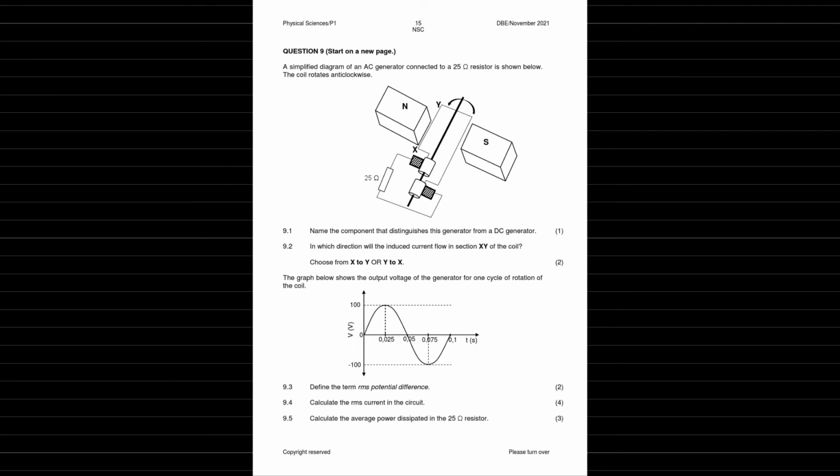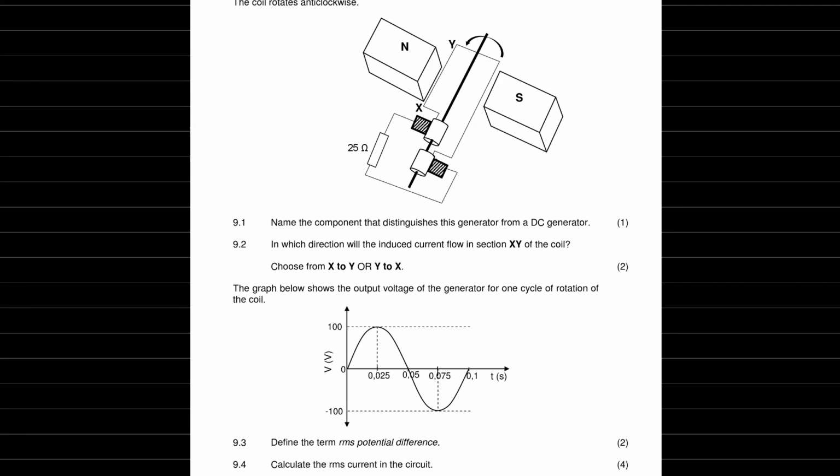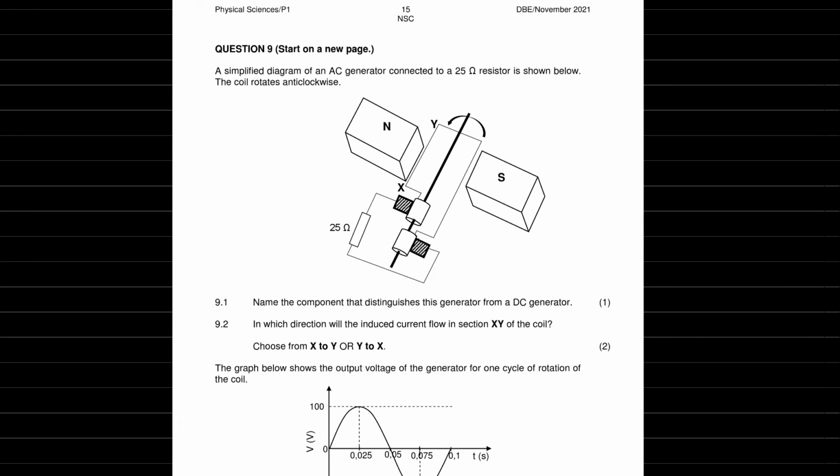Alright, next question. We have here an AC generator connected to a 25 ohm resistor, shown below. Coil rotates anti-clockwise. So we have to name the component that distinguishes the generator from a DC generator. That's going to be the slip rings. There's no slip rings here, it's just a normal brush, whatever they call it. In which direction will the induced current flow in section XY of the coil? Choose from X to Y or Y to X.